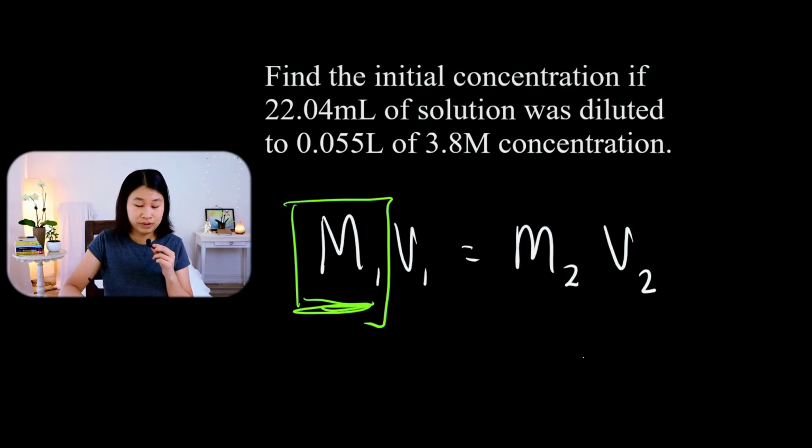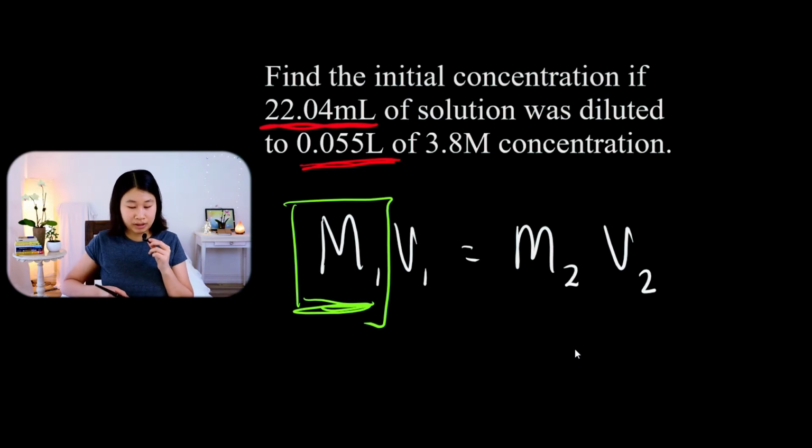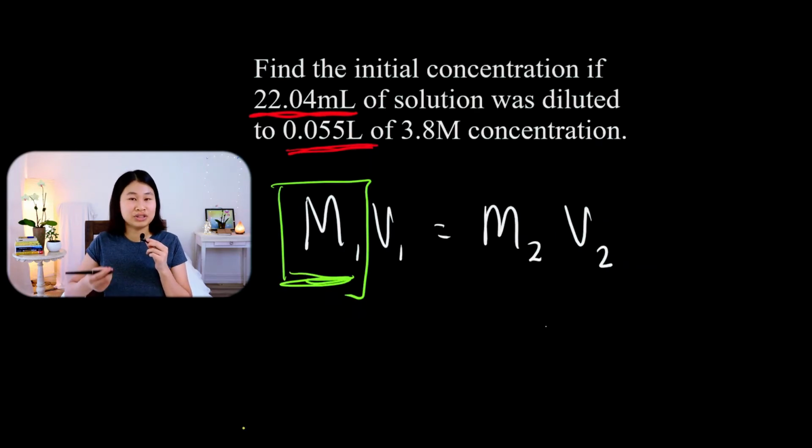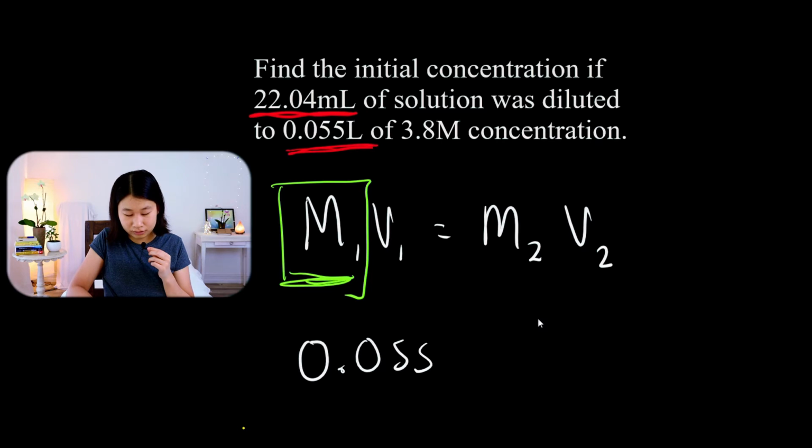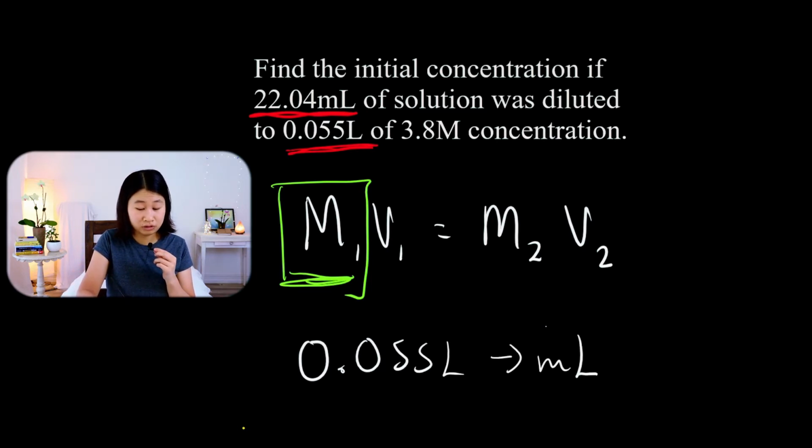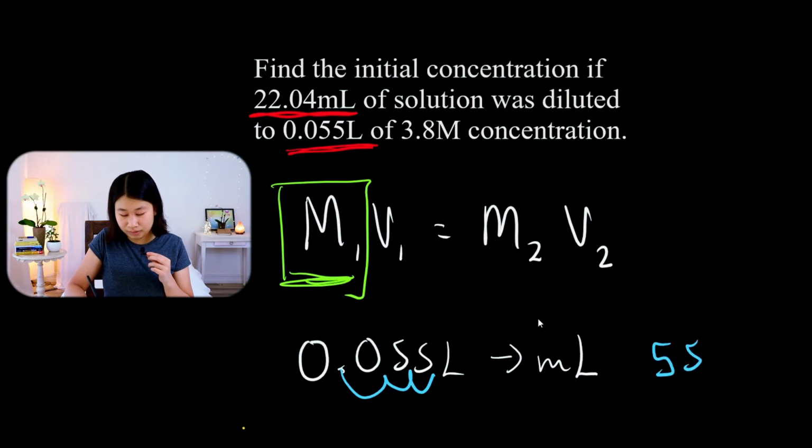Now if you're paying attention, you will see that there is a conflict between the units. This volume is given in liters, and this volume is given in ml. And so what we need to do is make sure that they're both in L or both in ml, both in milliliters or both in liters. I'll choose to make both of them in milliliters. And so that means I'm going to have to convert 0.055 liters to ml. Now the easy trick for this is just to move the decimal point 3 places to the right so we can find the number of milliliters. So if we do that, we have 1, 2, 3 places, and so that means we have 55 milliliters.